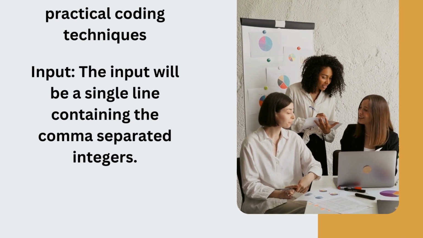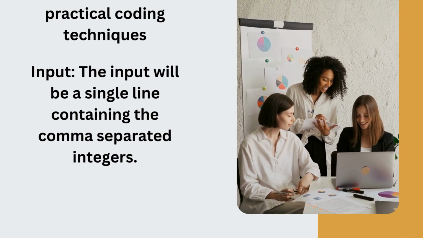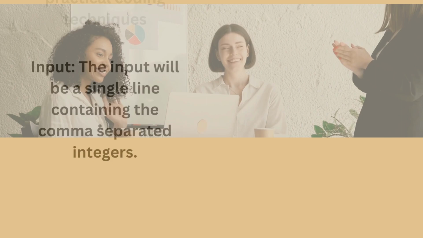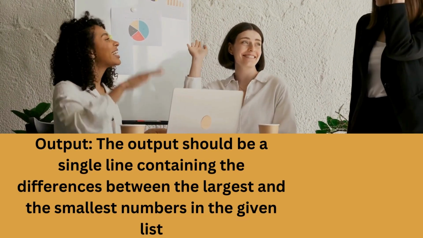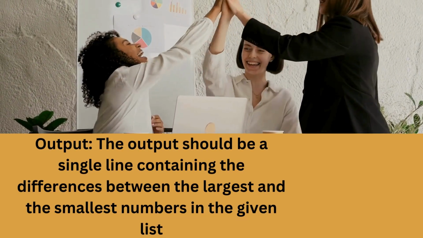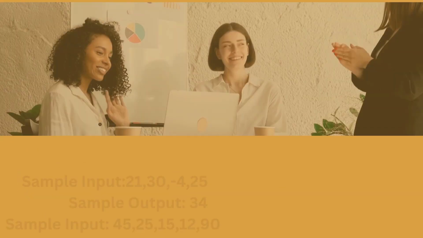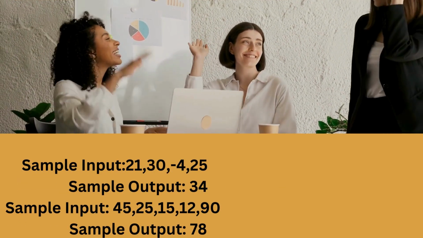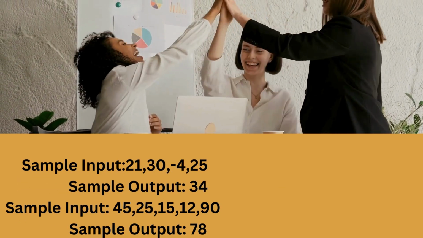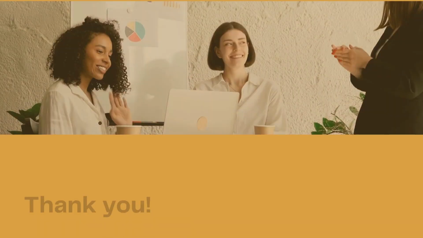Input. The input will be a single line containing comma-separated integers. Output. The output should be a single line containing the difference between the largest and the smallest numbers in the given list. Sample input and output are also given for your reference.